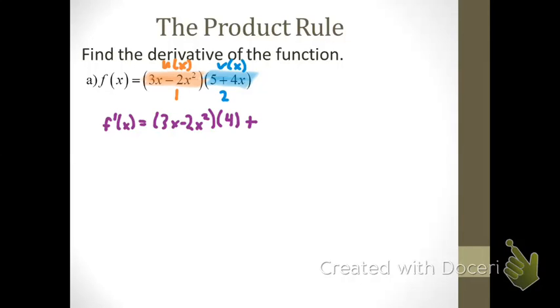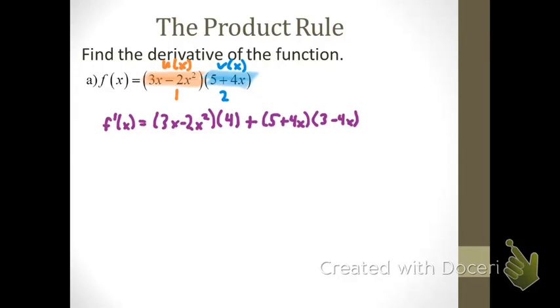And we'll go ahead and go with 2d1. For the 2 part, we just write down the second function, 5 plus 4x. And then we'll multiply that by the derivative of the first function. The derivative of 3x minus 2x squared would be 3 minus 4x. Okay, so now we've found the derivative, and the rest of what we can do is merely superficial.